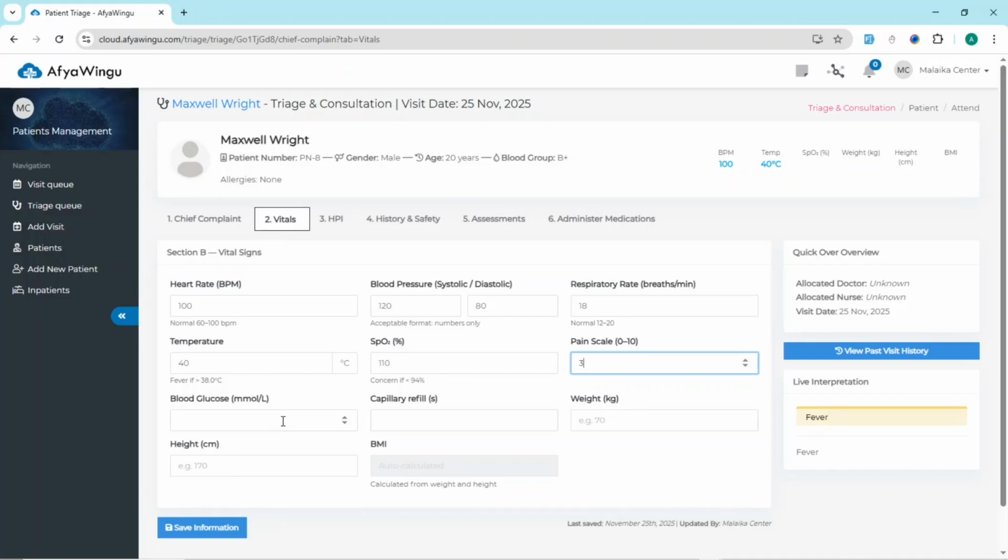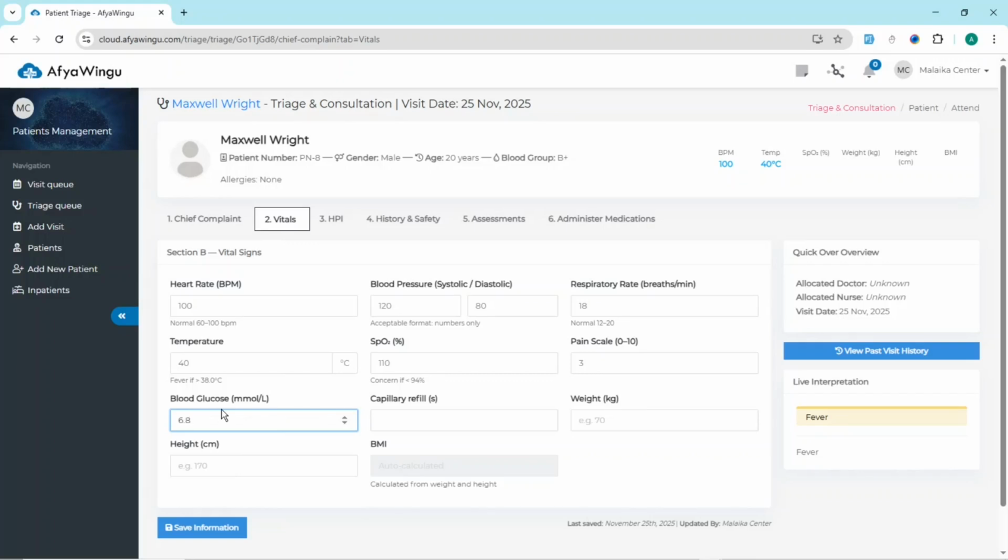7. Blood glucose, mmol per L, used mainly for diabetic patients or those with suspected hypoglycemia. Example input, 6.8. Normal fasting range, 3.9 to 5.5 mmol per liter. High, greater than 7.0, could indicate uncontrolled diabetes. Low, less than 3.9, could indicate hypoglycemia, especially if the patient is sweating, confused, or dizzy. Tip: use a glucometer. Record time of last meal if possible.